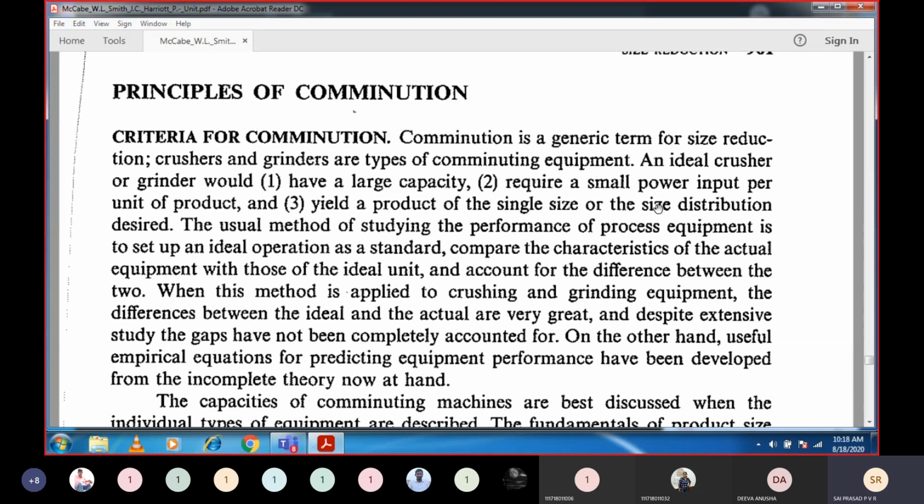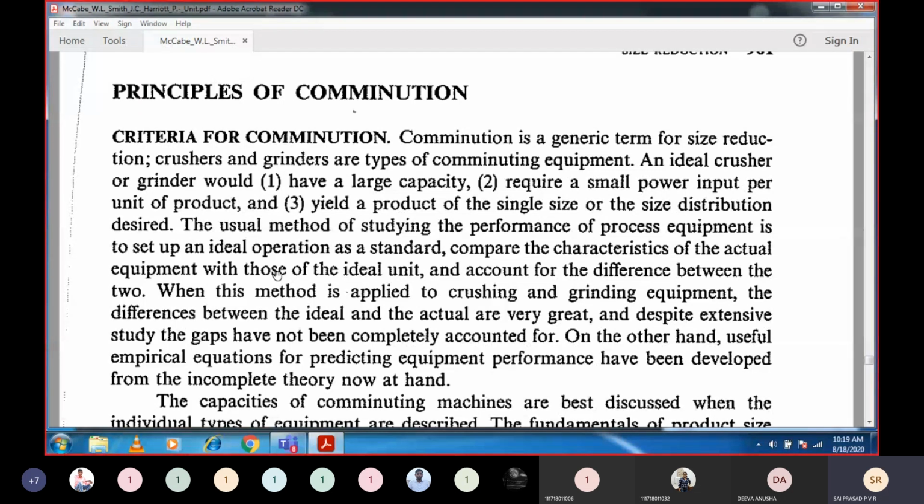Then the usual method of studying the performance of the process equipment is to set up an ideal operation as a standard, compare the characteristics of the actual equipment with those of the ideal unit, and then account for the difference between the two. This is nothing but calibration which we studied in fluid mechanics. Calibration is a process of conducting an experiment and checking whether the readings given by the system are true or false. Whether they are giving the real values or values with errors, positive or negative, that is a different story, is called calibration.